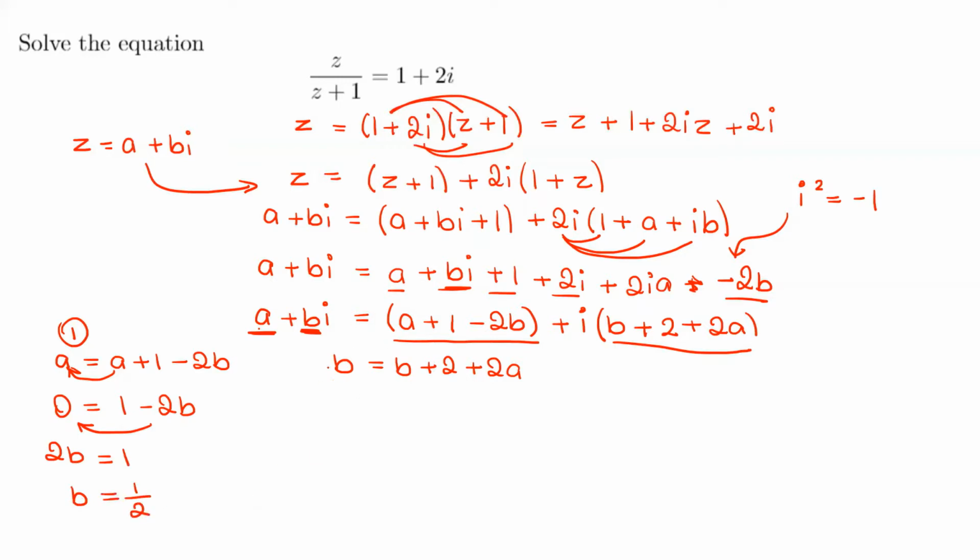I can do the exact same thing now with my second equation. I can bring over the b. It becomes minus b, so I'll have b minus b, which is equal to 0. And that's going to equal the 2 plus 2a. I can bring over the 2a now, so it'll become minus 2a, and that'll be equal to 2. And then dividing both sides by minus 2, what I'll get is a is equal to minus 1.